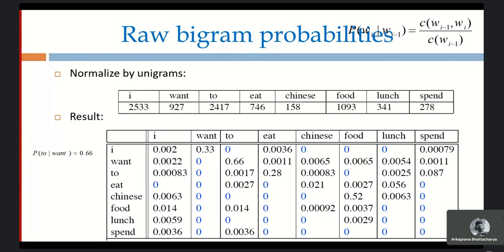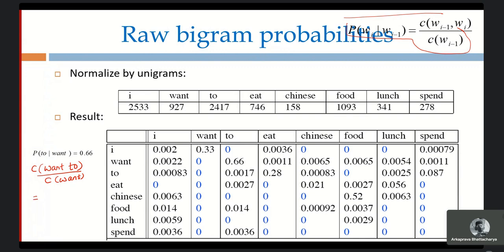So unigrams, as I said, are unique words. I has been seen 2,533 times in those 9,000 sentences. So these are my unigrams. When I build a probability distribution table for this bigram model, you can see the probability of two given want, that is, the count of want followed by two divided by the count of want, right? This is what you are looking into.